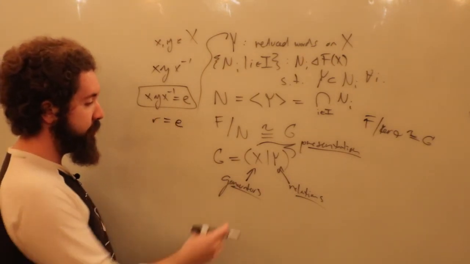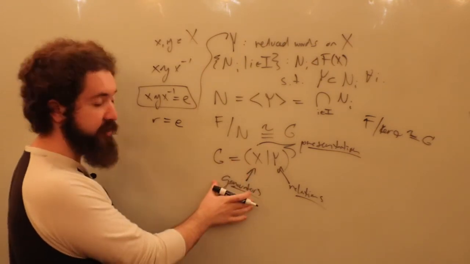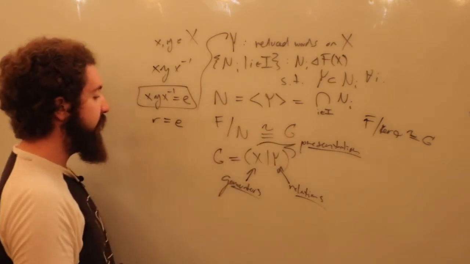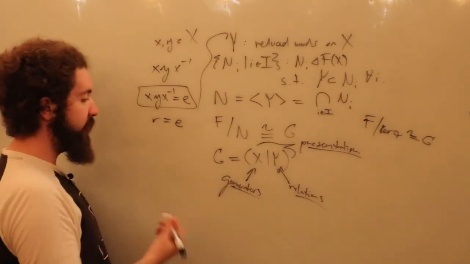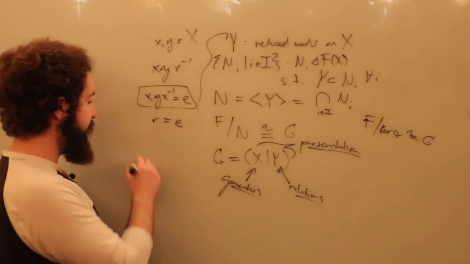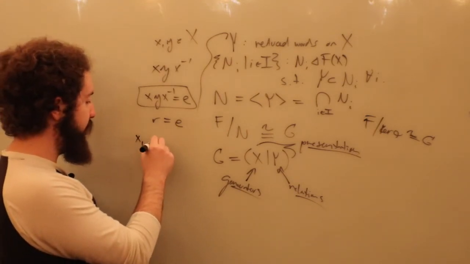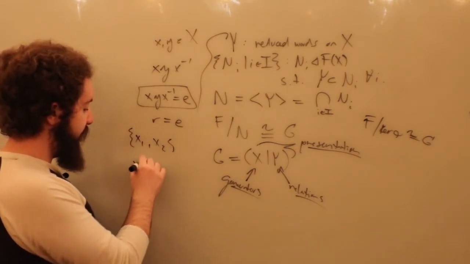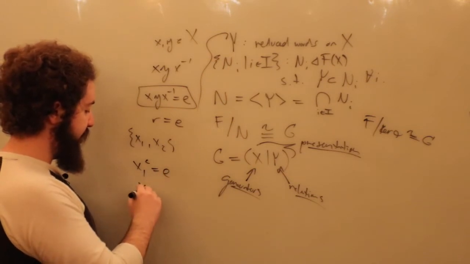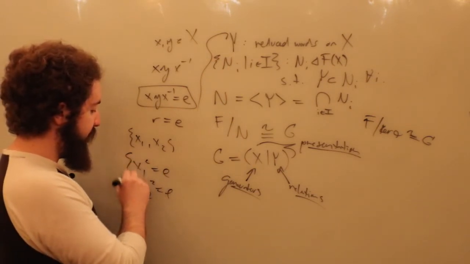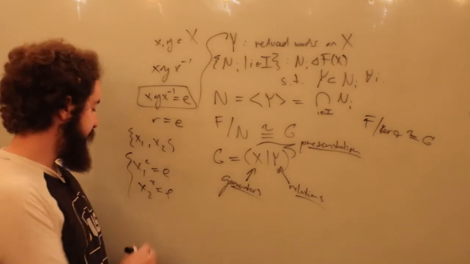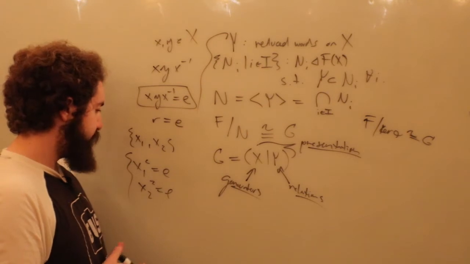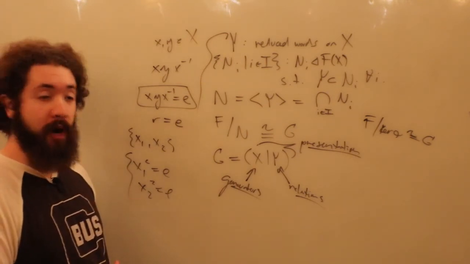So when we are defining the group in terms of generators and relations, should this quotient be isomorphic to that, what we are essentially doing is saying we have a certain set of generators. Let's call them x1 and x2, for example. And we're going to define it such that x1 squared is equal to the identity and x2 squared is equal to the identity. These could be our two relations. So x1 squared and x2 squared are, for instance, the elements of our set Y.